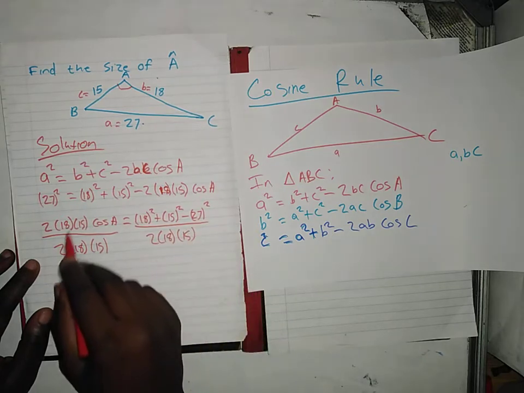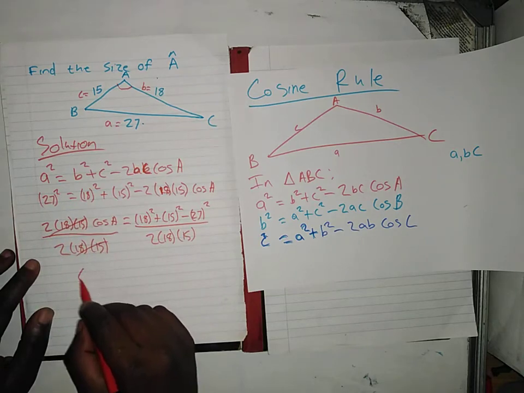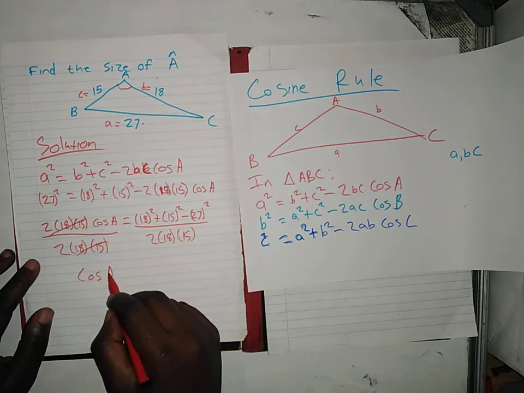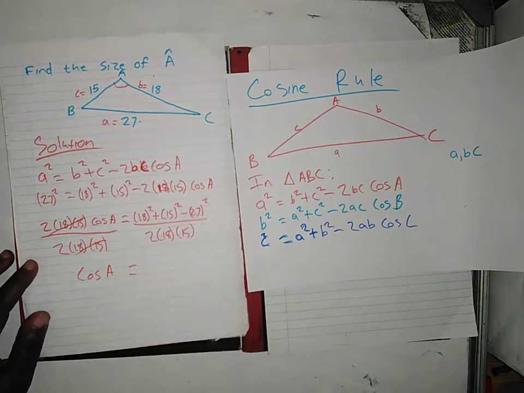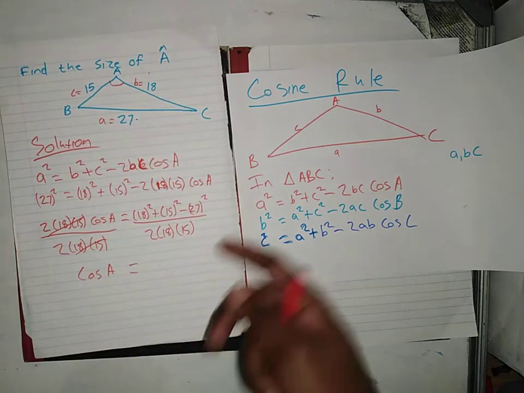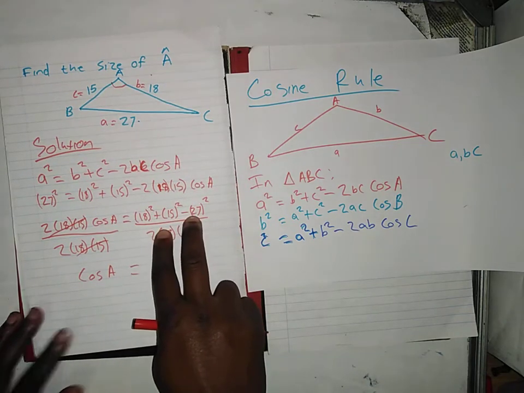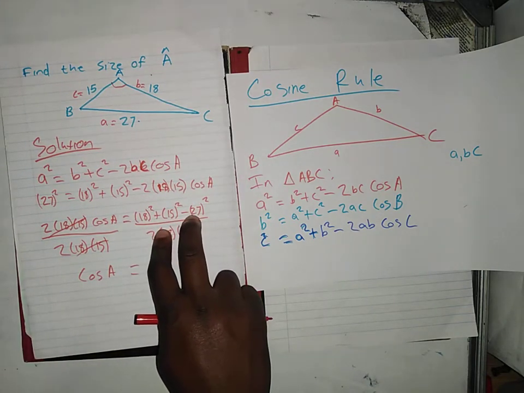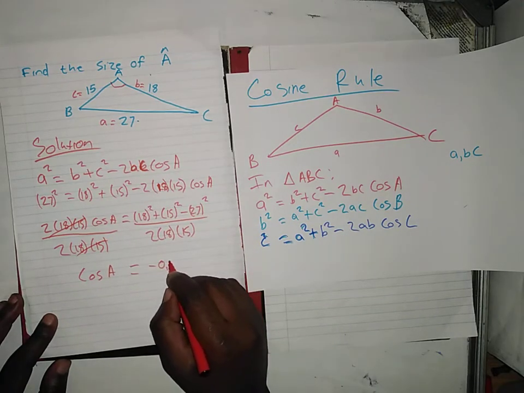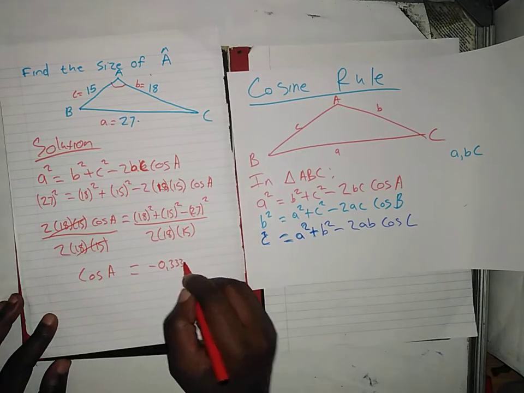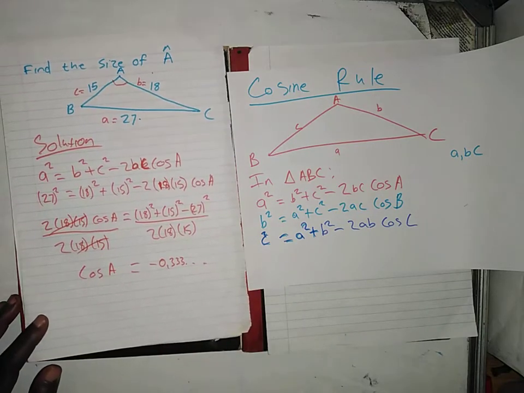Right? So this will cancel this, and then you remain with cos A is equal to this. You can take it down if you want to, no problem, but other than that, you can just put it on a calculator. Now, ladies and gentlemen, personalities, when you put this on a calculator, what are you going to get? You are going to get minus 0.333, and this goes on and on.